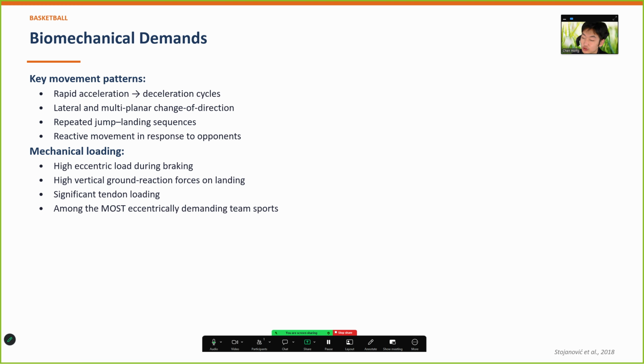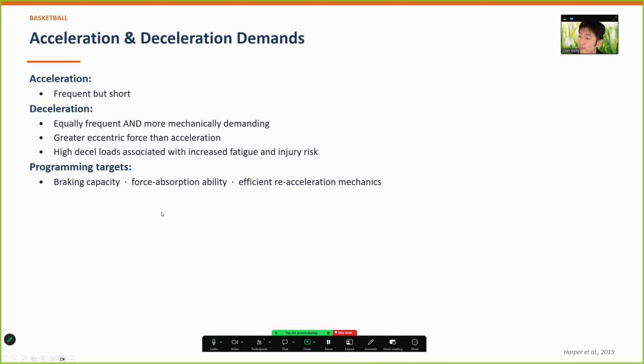Some biomechanical demands. The key movement patterns are rapid acceleration into deceleration cycles, lateral and multiplanar change of direction, repeated jump landing sequences, and reactive movement in response to opponents. The mechanical loading includes high eccentric load during braking, high vertical ground reaction forces on landing, and significant tendon loading. It is the most eccentrically demanding team sport.